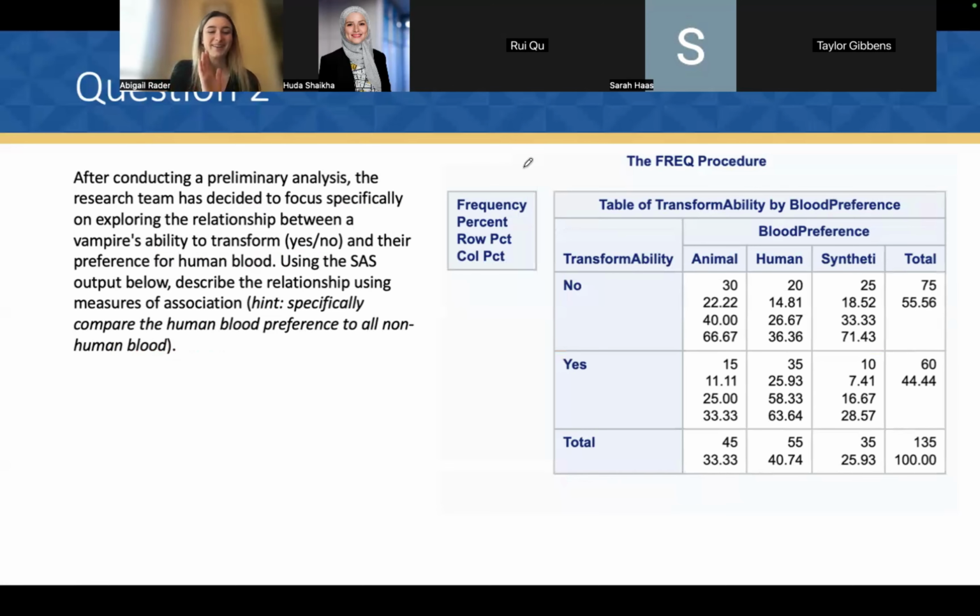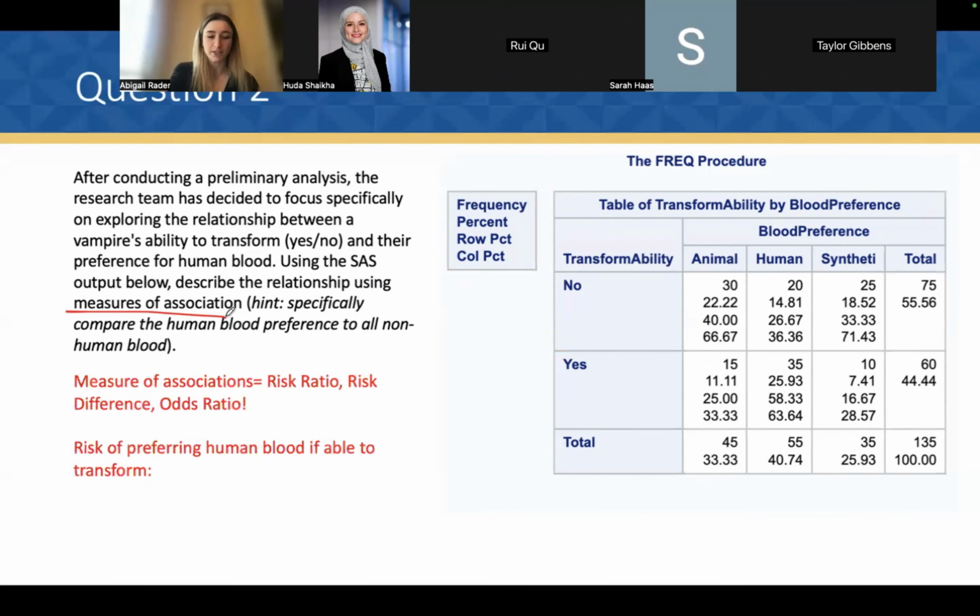So now we're asked to describe the relationship using a measure of association. The reason I want to talk about this is because I think last year some students had trouble with measure of association and what that means. For this class, what we mean when we say measure of association is a risk ratio, an odds ratio, or a risk difference. So you're not going to do a statistical test here. It's just talking about these risk differences or odds differences and ratios.